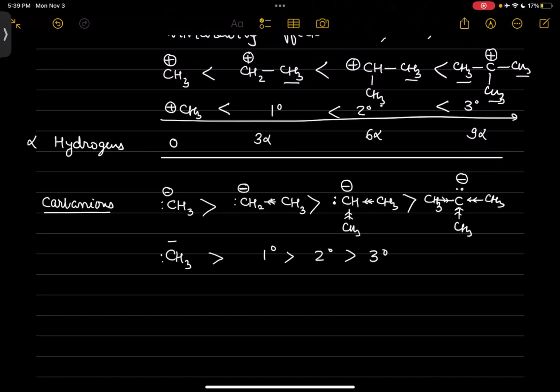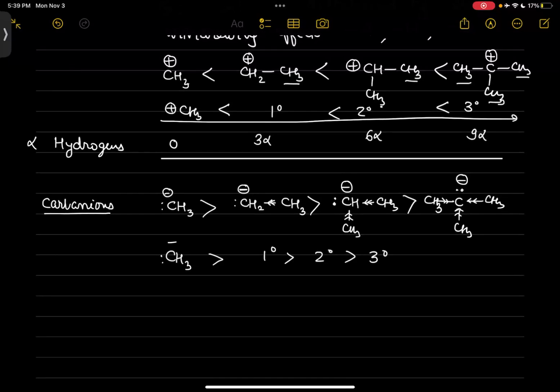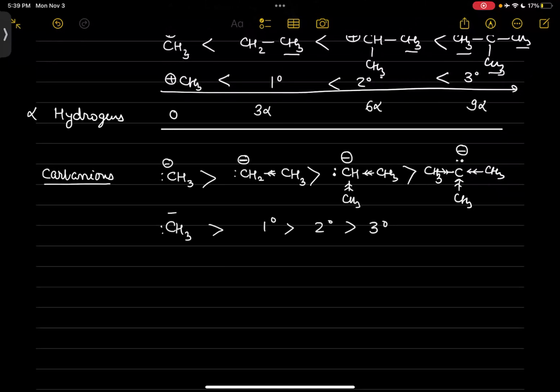So in a carbanion, minus charge is there. Is the minus charge electron rich or electron deficient? What do you feel? Carbanions are electron rich species, because they have more electrons on them. They carry negative charge. They are electron rich. Clear?